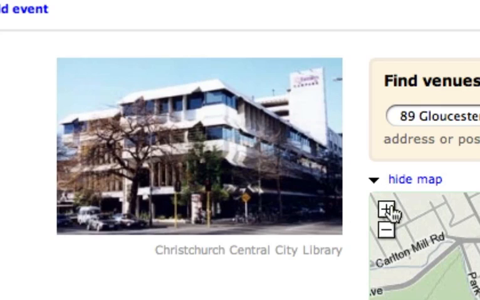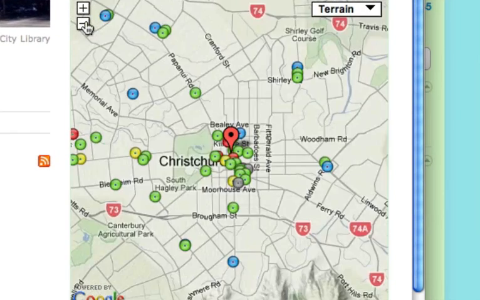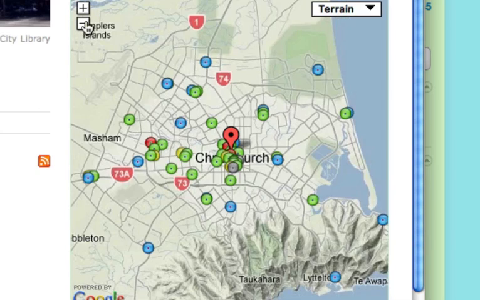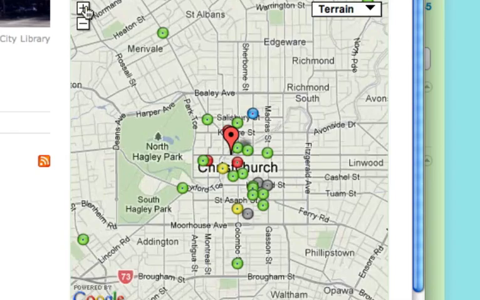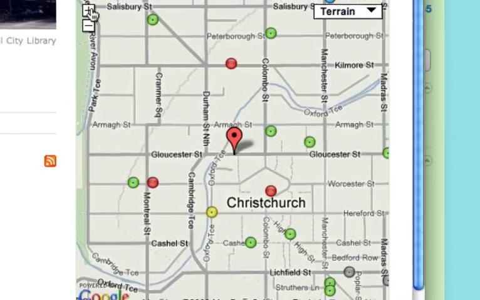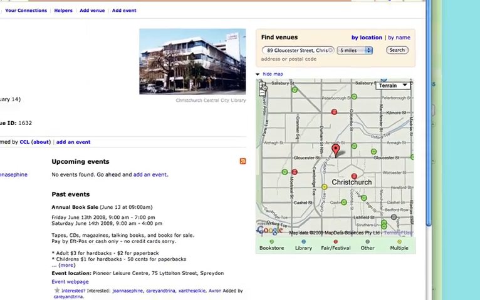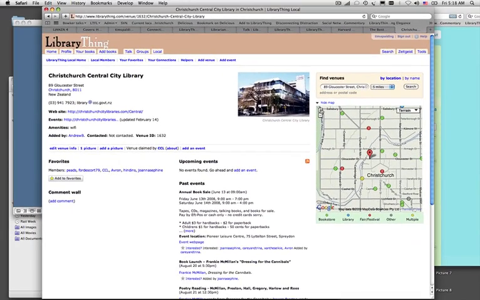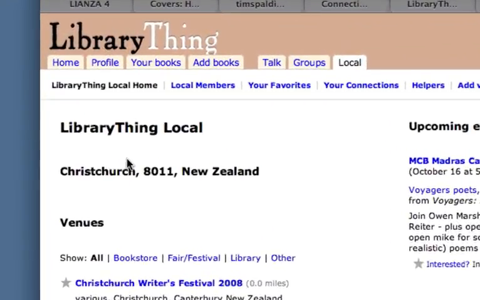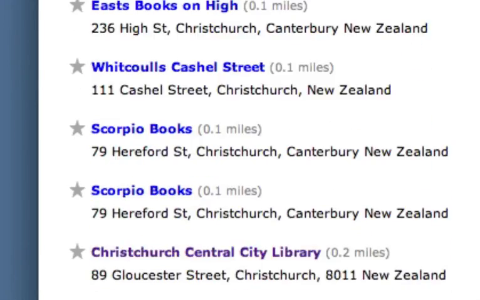Here's Christchurch. It's actually quite well done. I think that most of the bookstores and libraries have been entered by somebody. I don't know who. So there's a couple upcoming events, but not too many. Here's the Christchurch Central Library, and it has a photo. So just all of you guys go home and add a photo to your library on LibraryThing. It'll make the page a lot better. Okay.